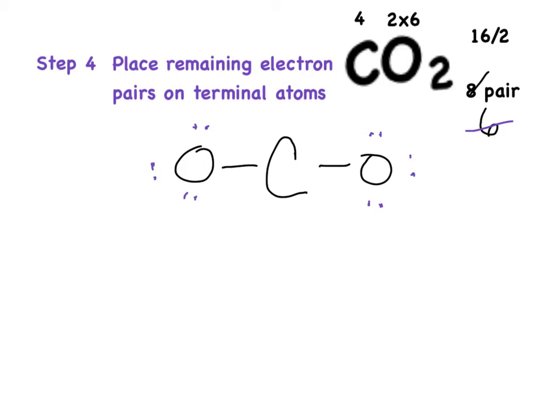And next we ensure that all of the atoms in our molecule have a complete octet. And since this oxygen has a complete octet, 2, 4, 6, 8 electrons, and this oxygen has a complete octet with 2, 4, 6, 8 electrons. When we look at the central atom, the carbon, it's only got 2 bonds attached to it, or 2 pairs of electrons attached to it.